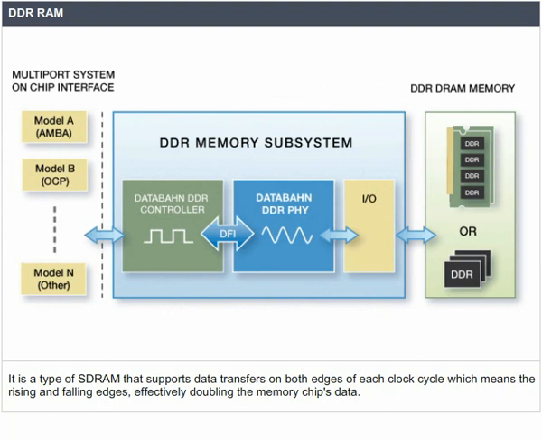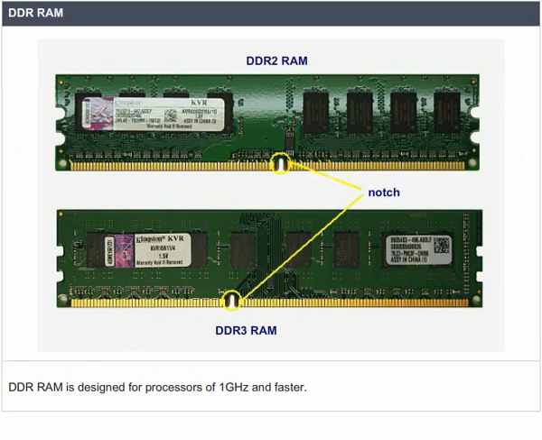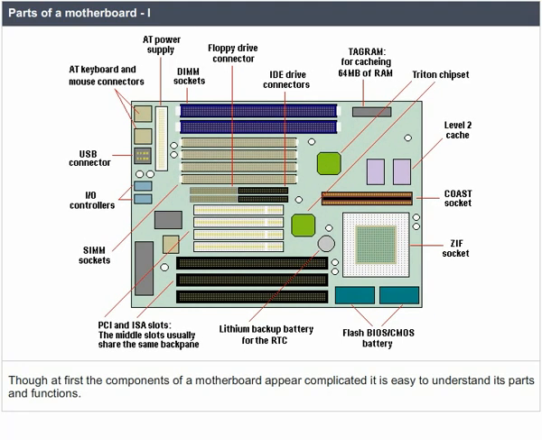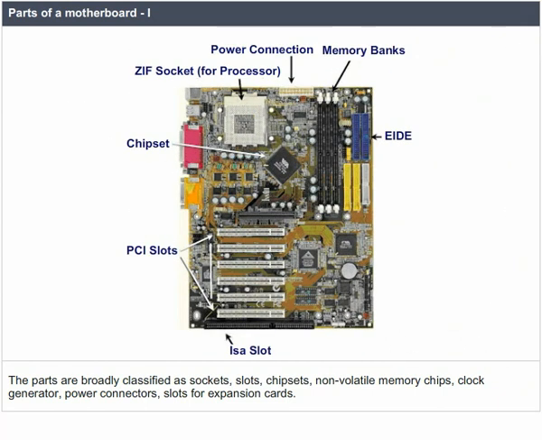DDR-SD-RAM also consumes less power, which makes it suitable for notebook computers. DDR-RAM is designed for processors of 1 GHz and faster. Parts of a motherboard. Though at first the components of a motherboard appear complicated, it is easy to understand its parts and functions. The parts are broadly classified as sockets, slots, chipsets, non-volatile memory chips, clock generator, power connectors, slots for expansion cards.